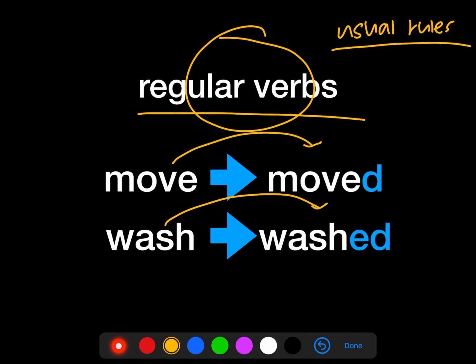For those who haven't watched the videos about regular verbs, please go back to the website and watch the regular verbs first, and then come back to this video. Okay. Very good.